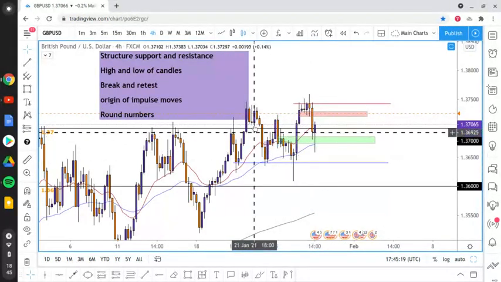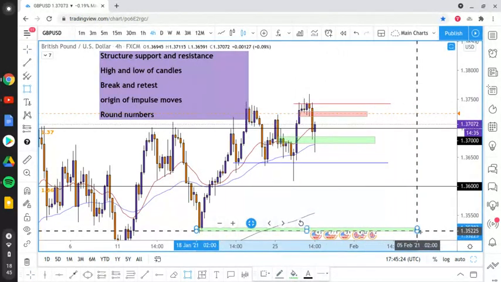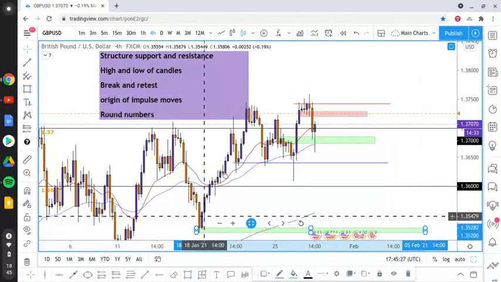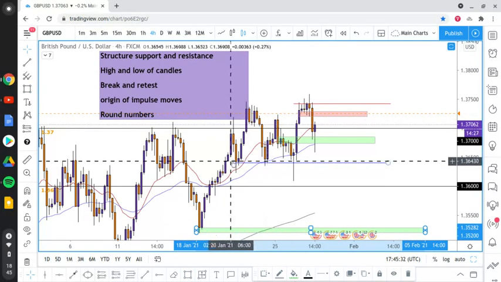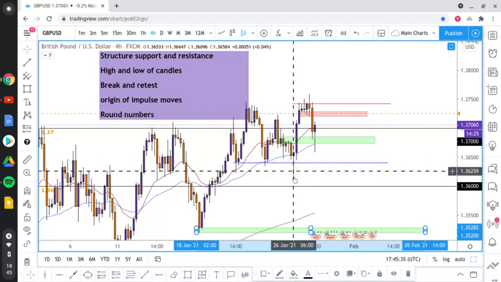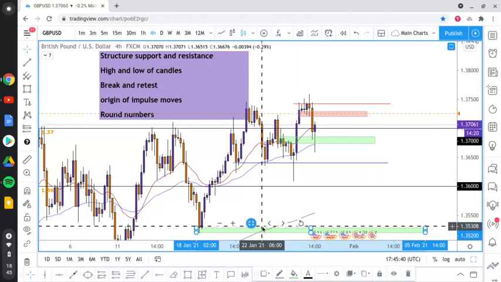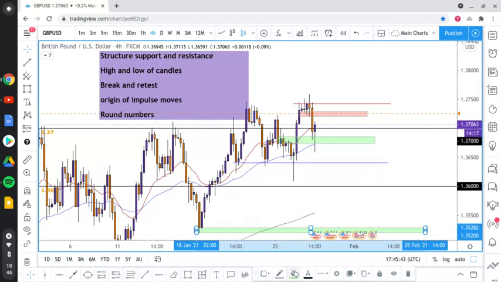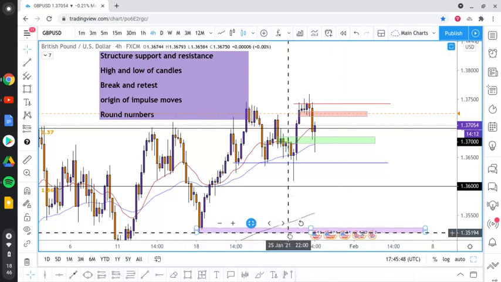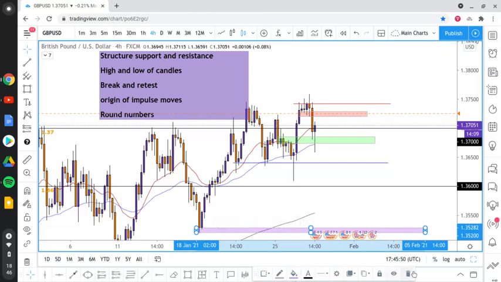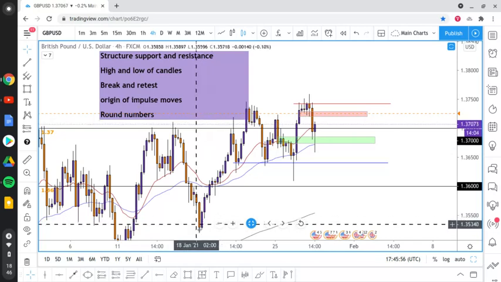So you've got that. And then an origin of an impulse move is somewhere like here. That's the origin of an impulse move that's had a strong push to the upside. This was another impulse move, but we've had a reaction off of it, so it's not valid anymore. This is an impulse move as well, but it's a very big wick. I usually make these purple. That's just my usual code for them. So purple in there.